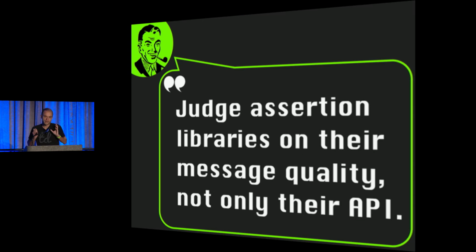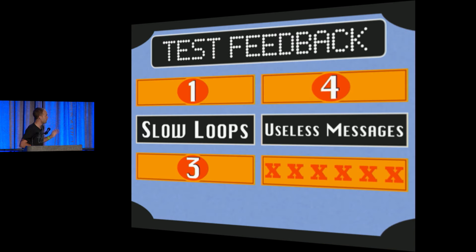So what I implore you to do is when you're judging an assertion API, don't just look at how fancy and fun the API is to use. Really grade it based on how good of error messages it gives you. Next up, I want to talk about feedback loops.